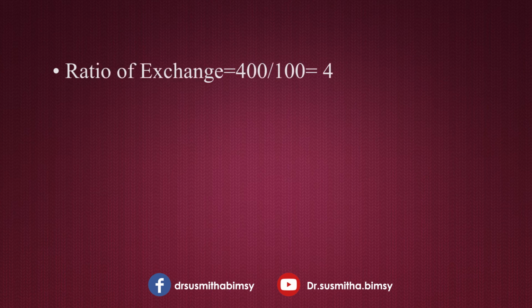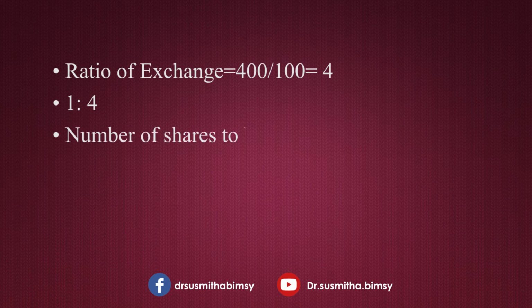That is, for every 1 share, the purchasing company needs to issue 4 shares to the selling company, in order to settle the purchase consideration. This is the ratio of exchange between selling company and purchasing company. Clear? So the second calculation is over. Now we have to find out the number of shares to be issued. Based on this exchange ratio, you can find out this value.